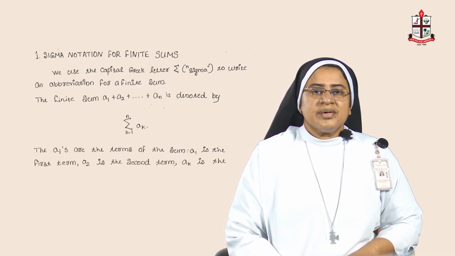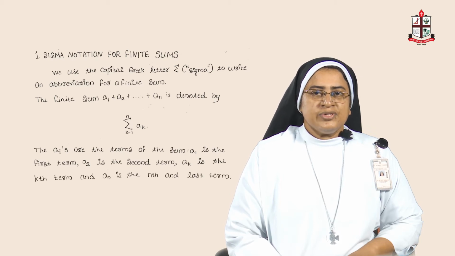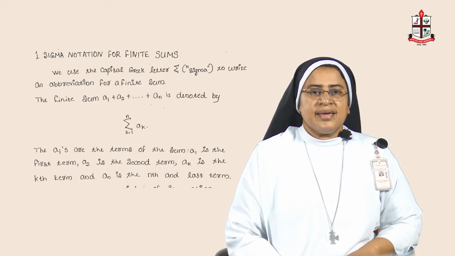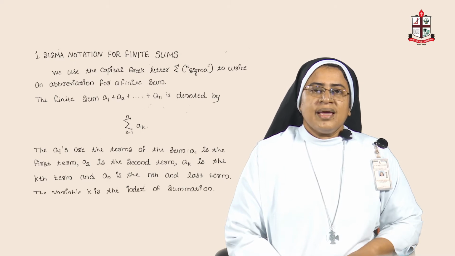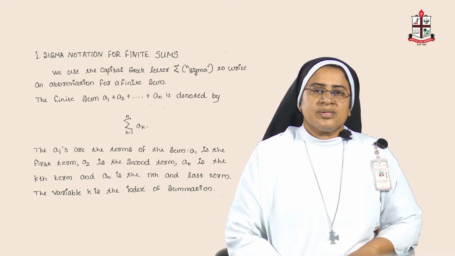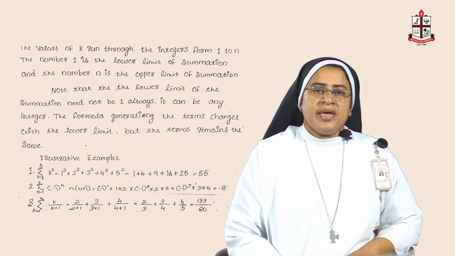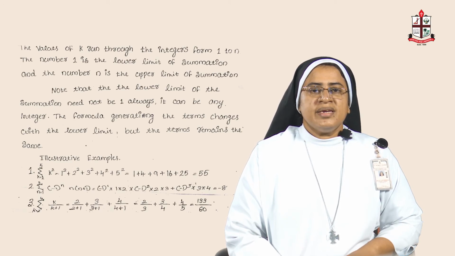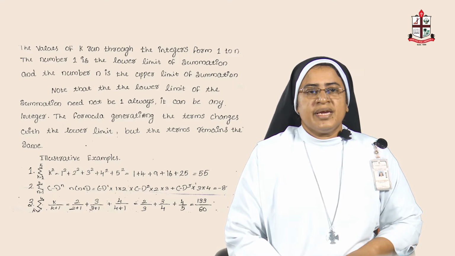Ai's are the terms of the sum. A1 is the first term, A2 the second one, and ak the kth term. An is the nth and the last term. The variable k is called index of summation. Now, the values of k run through the integers from 1 to n.